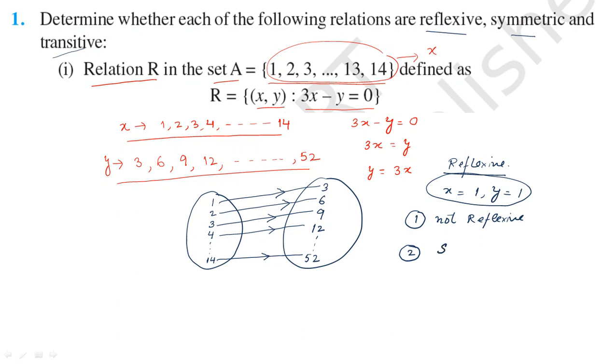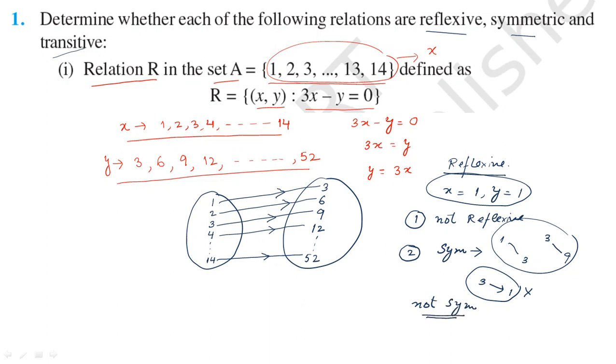Now, what about the second point? Second is symmetric. If I am talking about symmetric, if I insert 1, suppose the answer is equal to 3. By inserting 3, answer is equal to 9. Now, basically what is required? By inserting 3, the answer should be equal to 1. But this one is not there. It means the statement is not symmetric.